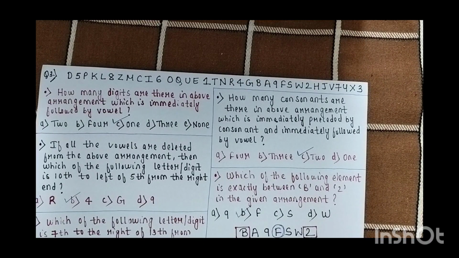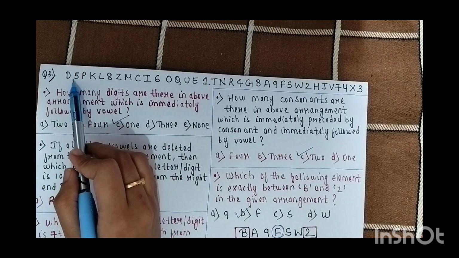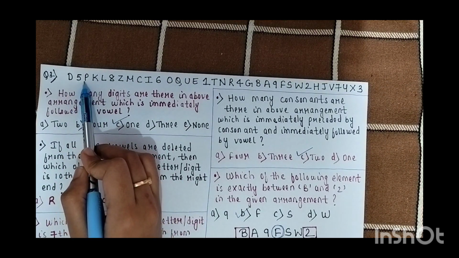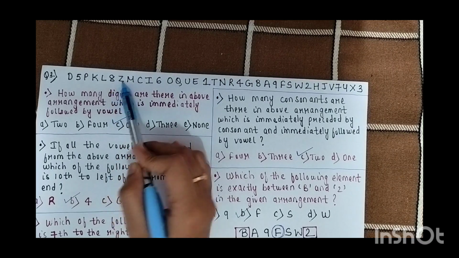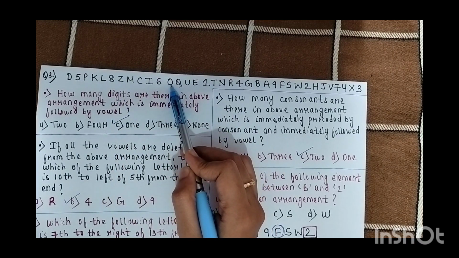Third question is based on alphanumeric, alpha and number series. First question here. How many digits are there in the above arrangement which is immediately followed by a vowel? So they have asked digits which are immediately followed by a vowel. So only target digits. Followed by vowel, no. Followed by vowel, no. Followed by vowel, yes.